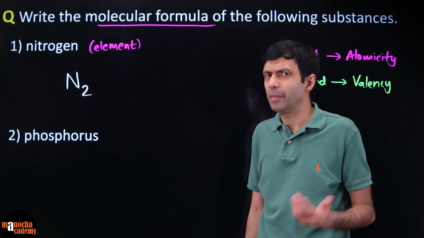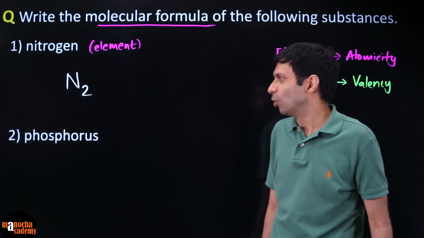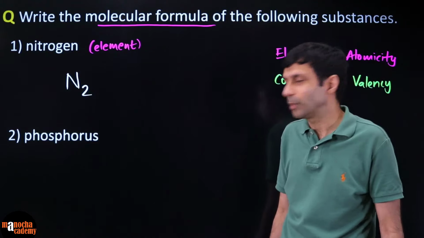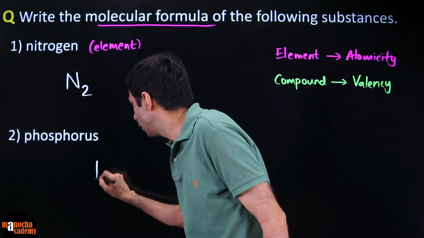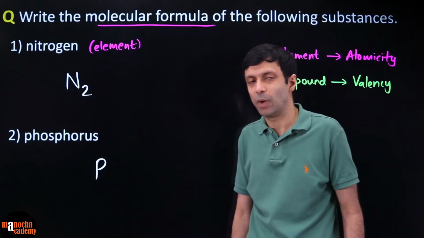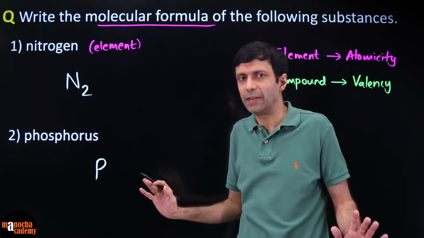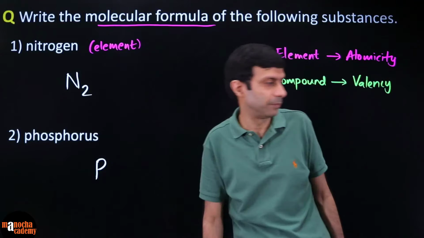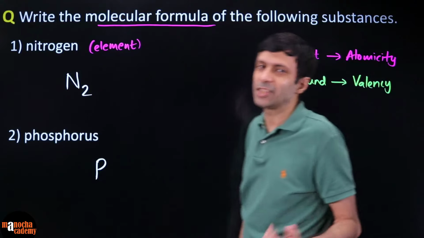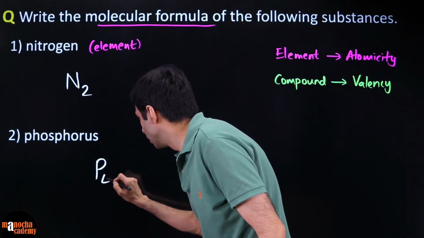Next question. Phosphorus, element or compound? Phosphorus is once again an element. So we are going to use atomicity. The symbol of phosphorus is P. Now this is the atom, right? This is one atom, but we are asked for the molecular formula. So what should I put here? Should I leave it as P or what should I write? Fantastic. You have been listening carefully. The correct answer is P4.